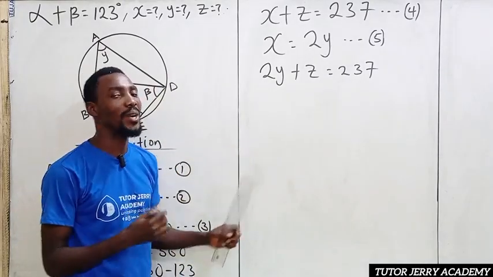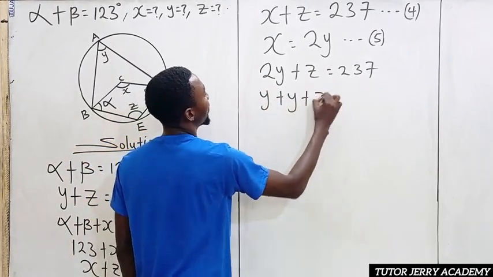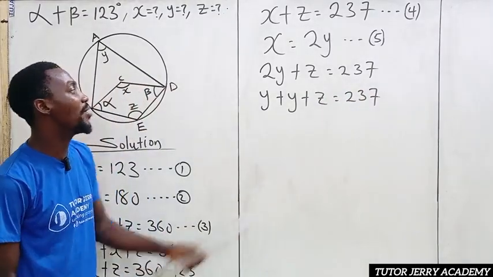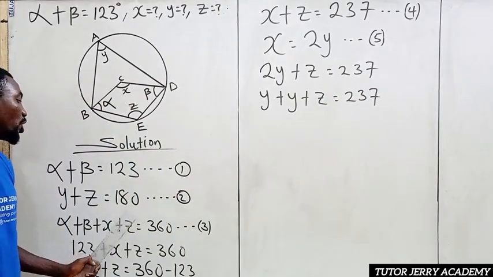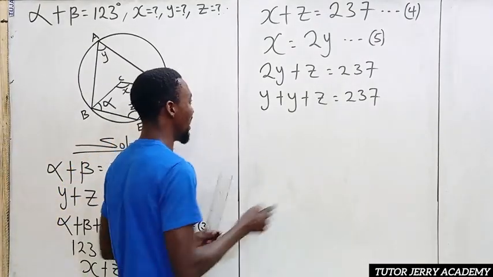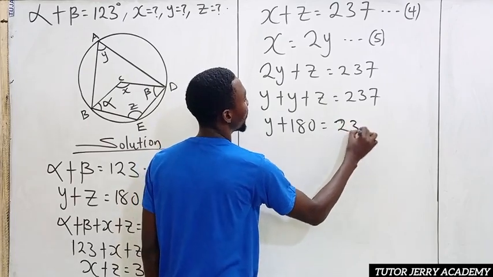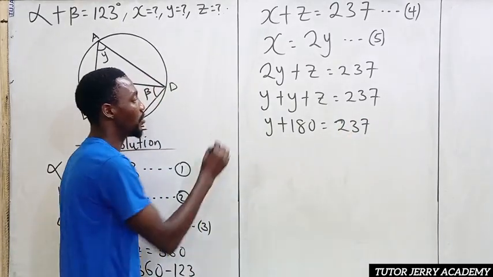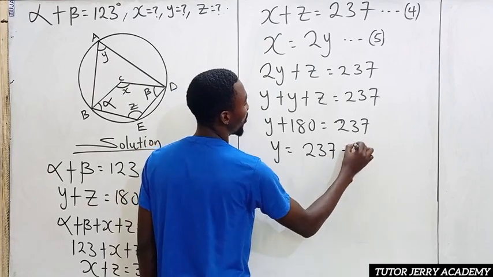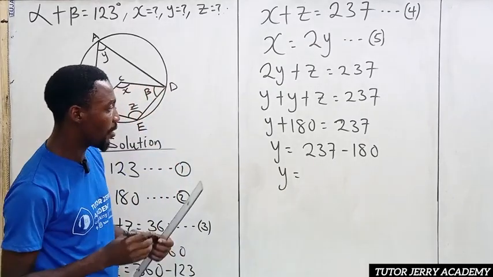All right. Now, this our 2y, we can replace it with y plus y. So we can say that y plus z is equal to 237. The reason for this is because I know that y plus z in equation 2 is 180. Is that clear? So I can replace y plus z here with 180. So I'll have y plus 180 equal to 237. Is that clear? All right. So if I want to get my y, it will be equal to 237 minus 180.